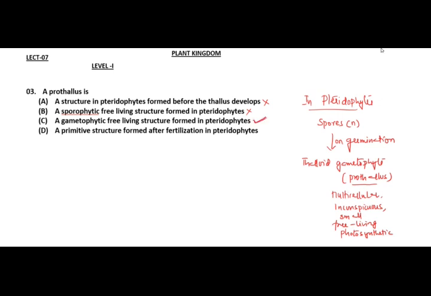A primitive structure formed after fertilization in pteridophytes. Wrong. After fertilization, it results in the formation of zygote, which will be the first cell of the sporophyte. This is wrong. So hence option C is the right answer.